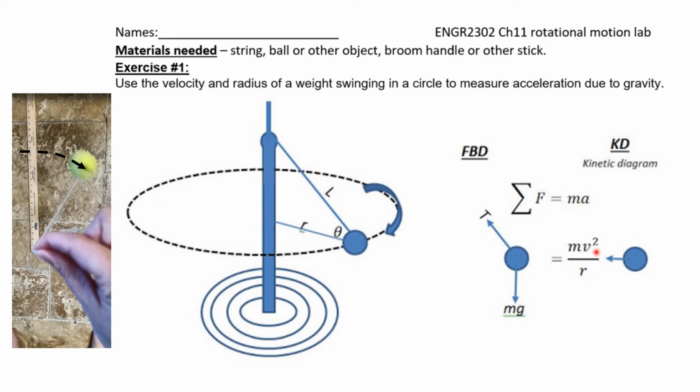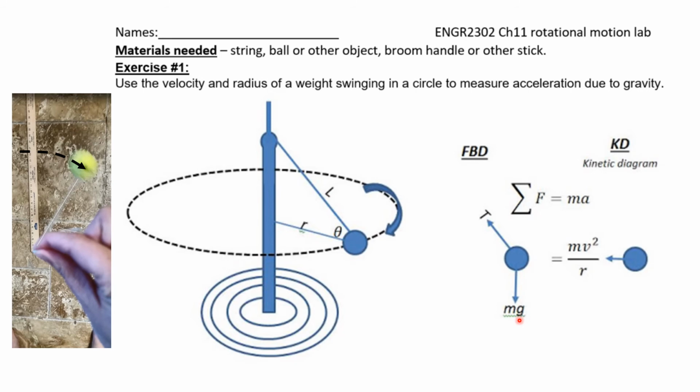So if you can find the velocity of it, you know the radius, you can measure the mass of it. If it's something like a tennis ball, you can look up the mass of a tennis ball online or use a kitchen scale or something. If you have the velocity, what I want you to do here is pretend like you don't know what gravity is. And gravity actually changes from one spot of the Earth to the other. The Earth is not perfectly spherical. So there's different values of gravity depending on where you are.